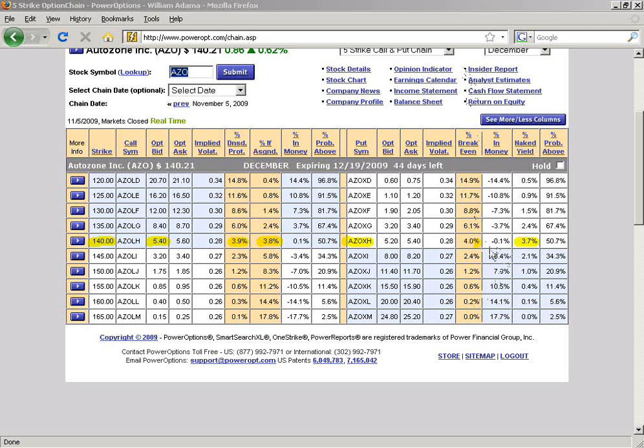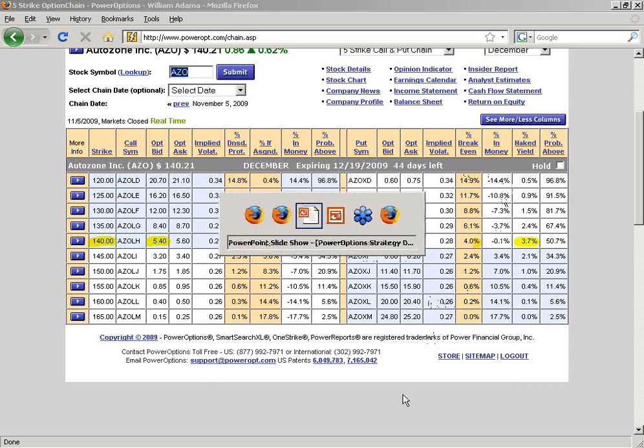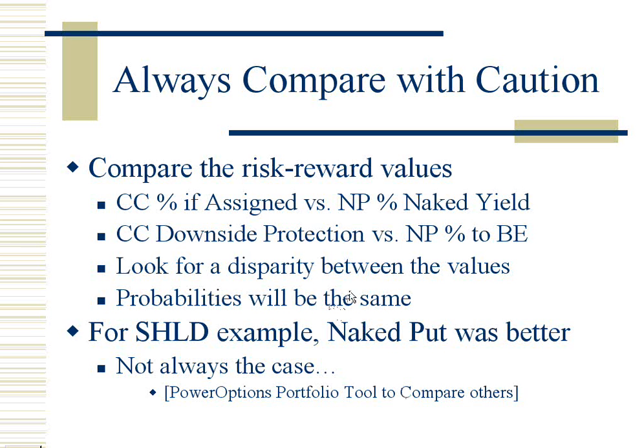So those of you who are currently on your Power Options trial, what you'll be able to do is run this chain and select the various columns there. Remember, we talked about what you want to do. You want to compare the percent downside protection and the percent if assigned to the percent to break even on the naked put, to the percentage naked yields and the percentage to break even. And this will give you a comparison of which one might be best for you.